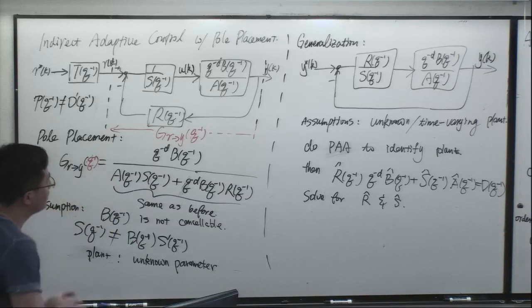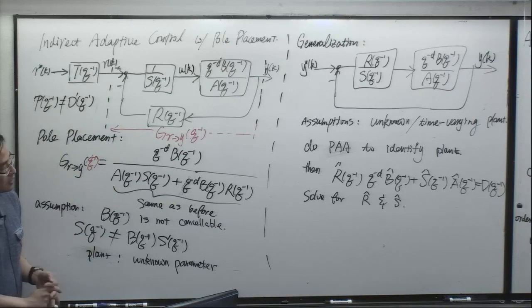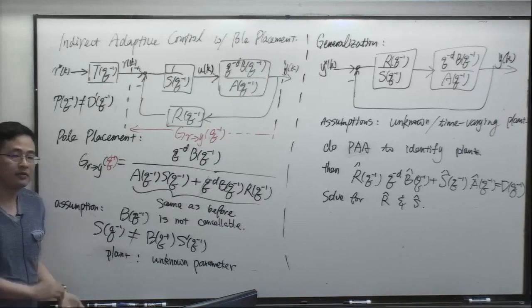So that's the indirect adaptive control algorithm and then how it can be generalized to broader control structures beyond pole placement. That will be it for today.